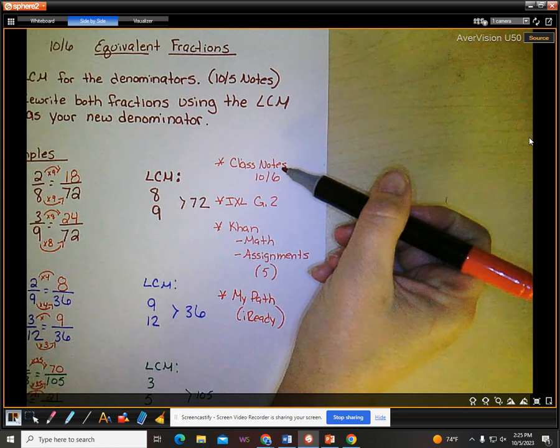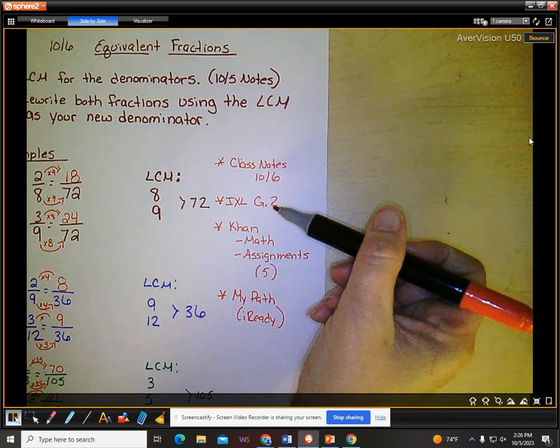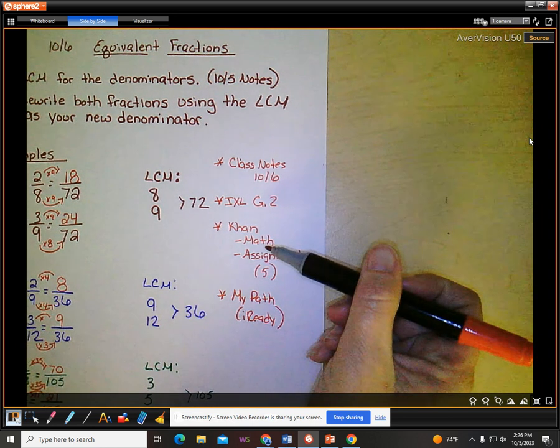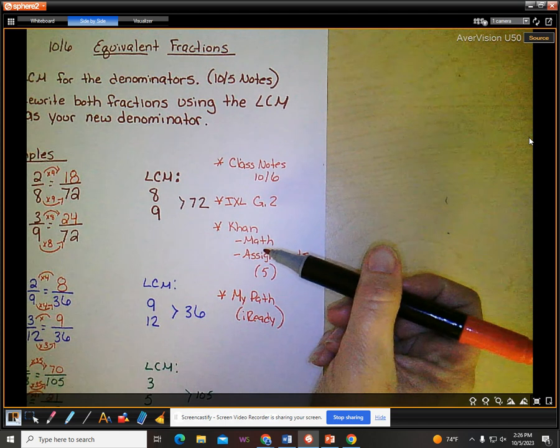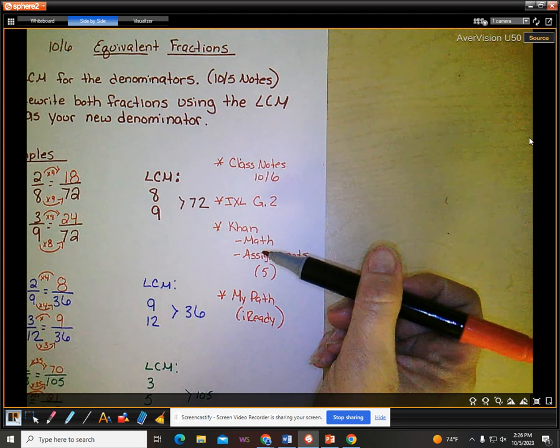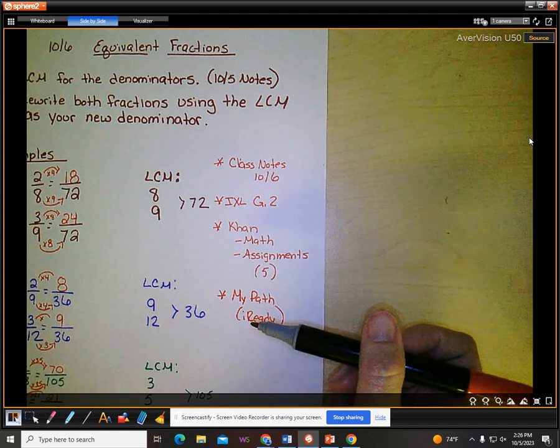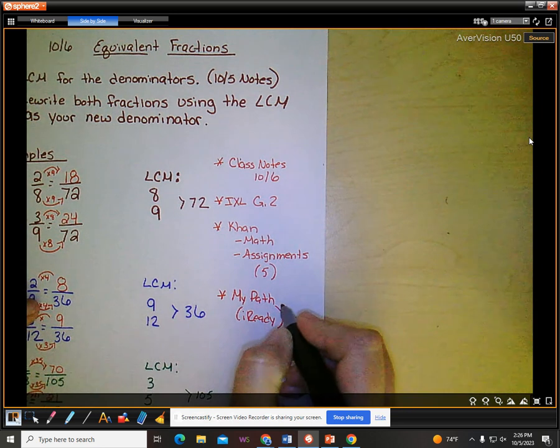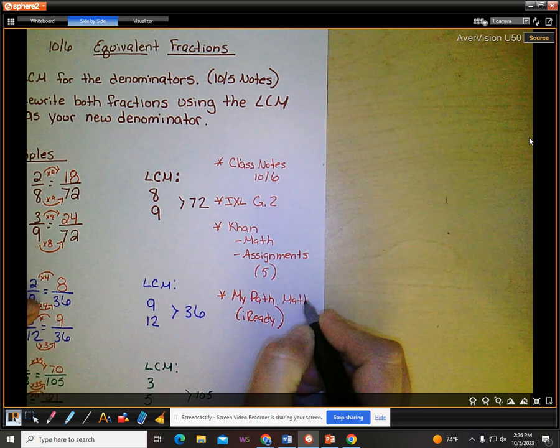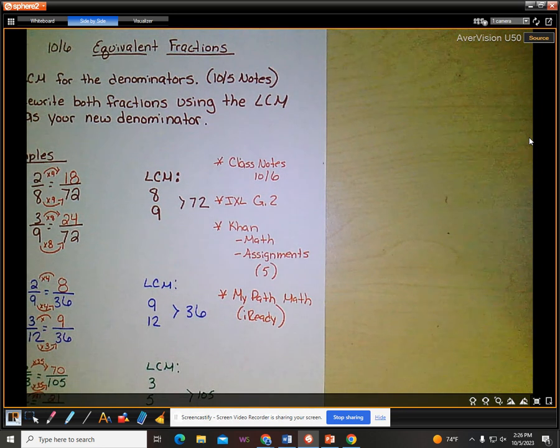Picture of your class notes in Canvas. IXL G2. Khan Academy, you have 5 math assignments. If you finish all of that, you should be working in your MyPath for math, iReady. We should not be working on other games. If you happen to get all of that finished, you need to make sure all of your IXL for this week are finished. And these assignments are for a grade.